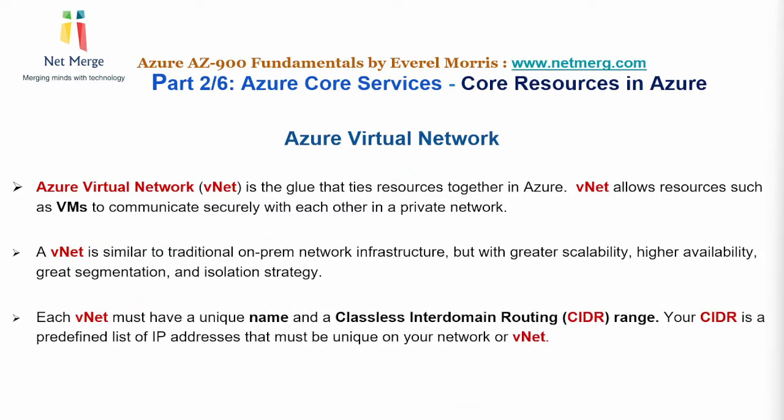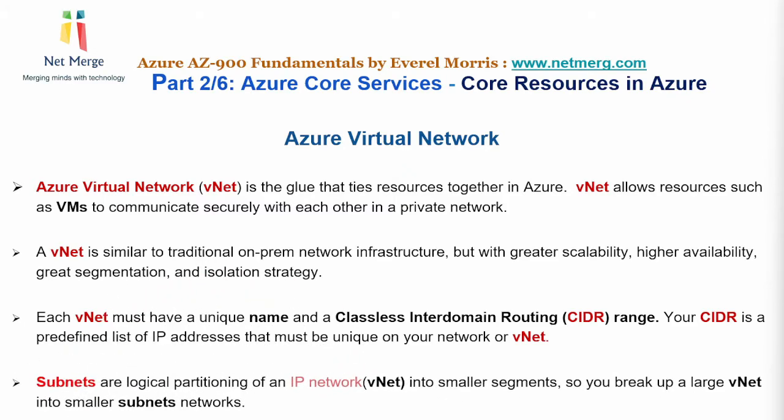Now, with a VNet, each VNet must have a unique name. That's one of the requirements to use a VNet in the cloud. It's the same as in the on-prem situation. And you need to have a classless interdomain routing, or your CIDR range. Your CIDR range is a predefined list of IP addresses that must be unique on your network or VNet. Otherwise, you're going to end up with conflicts.